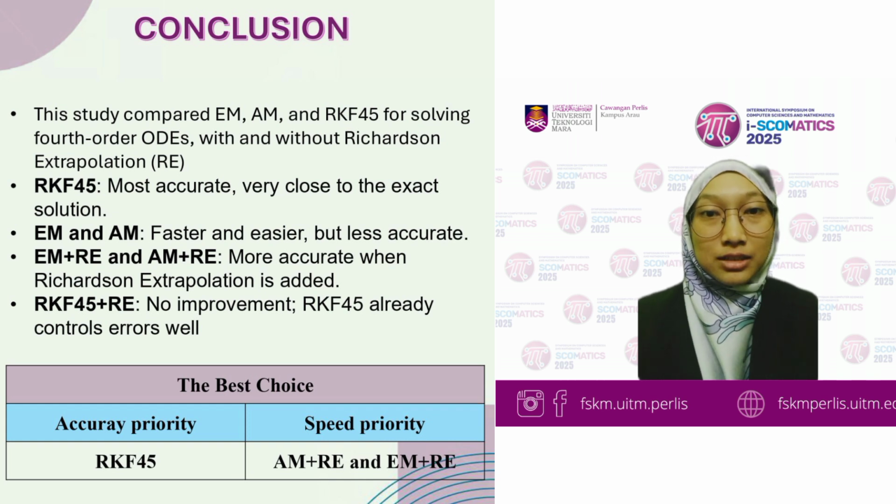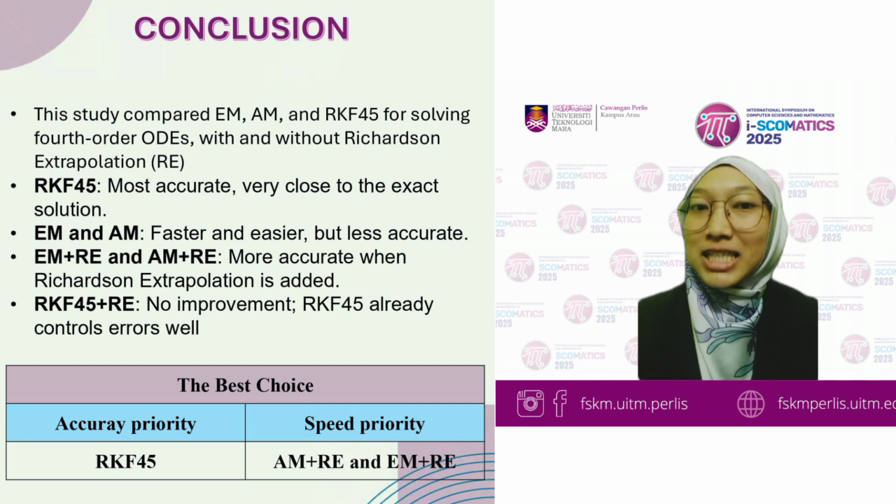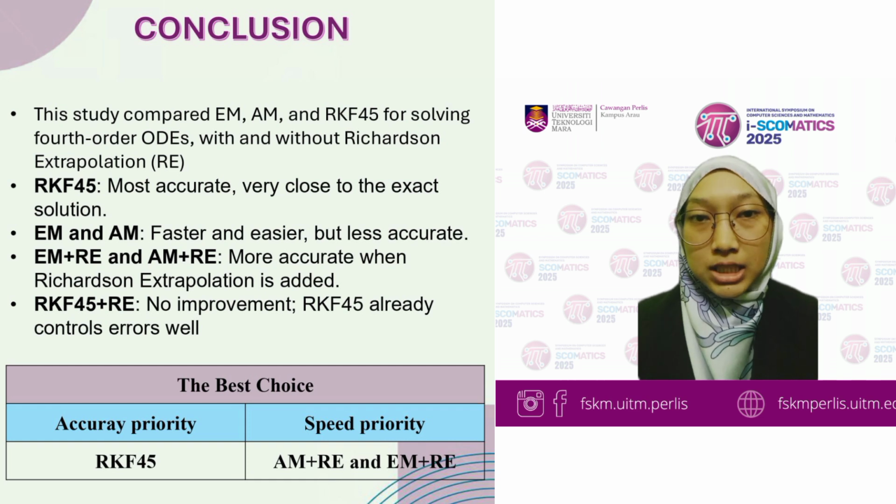Therefore, if accuracy is the priority, RKF45 is the best choice. If speed with reasonable accuracy is the priority, Euler or Adams-Moulton combined with Richardson extrapolation are more practical.